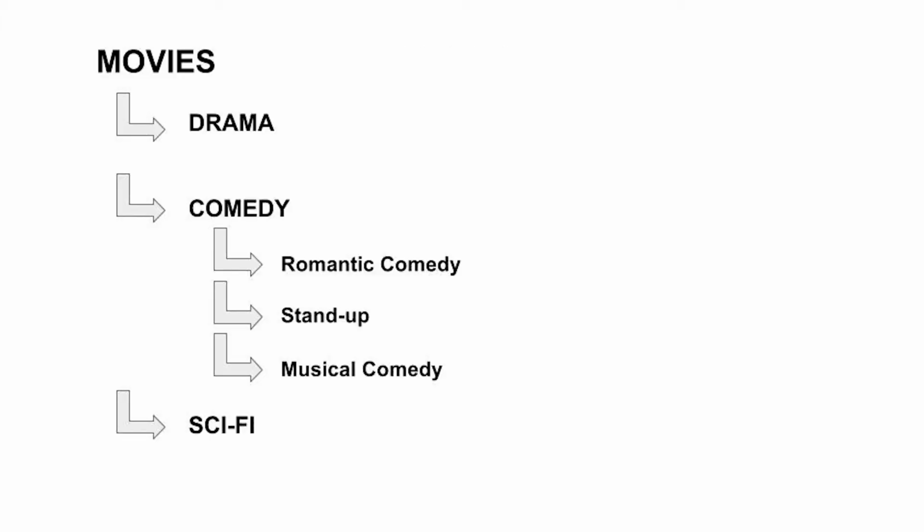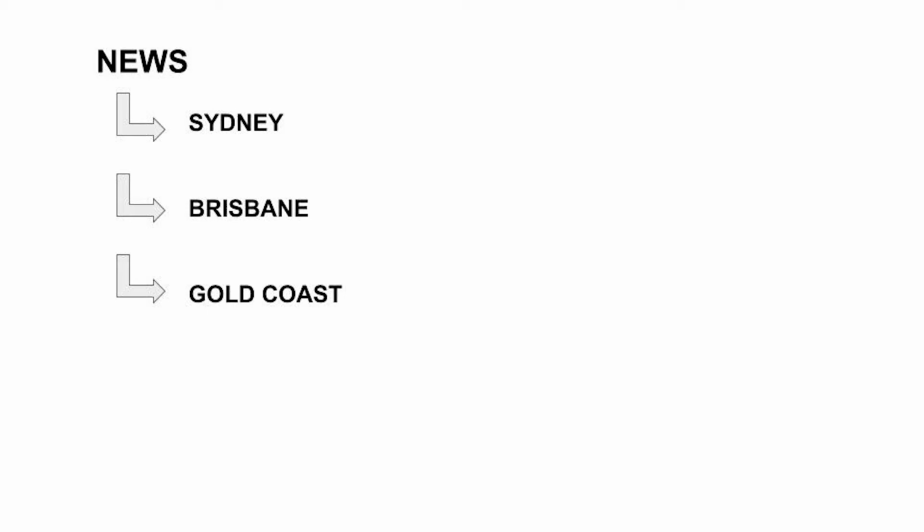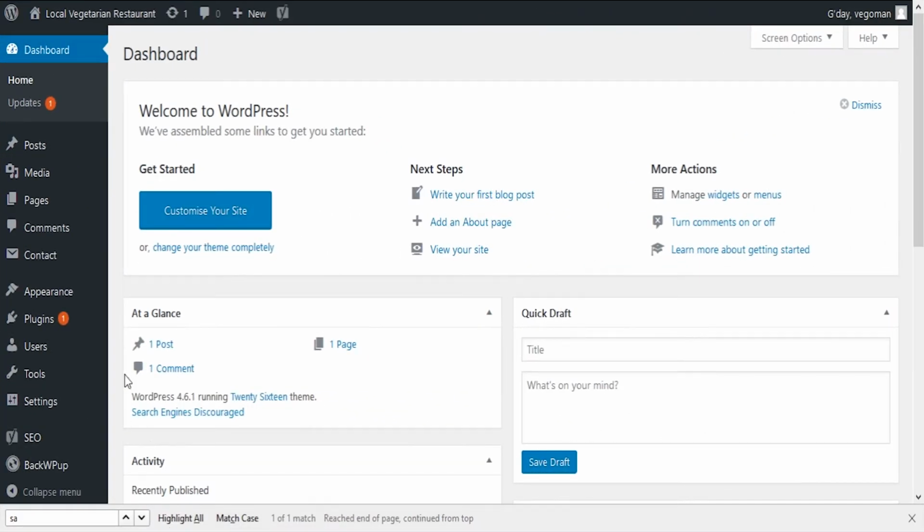I'm going to display the categories like this, with the hierarchy moving from left to right. And for my business, my blog posts are going to be news as my main category, and my subcategories are going to be news from different locations: Sydney, Brisbane, and Gold Coast. Now let's use the movies hierarchy as an example and work this into WordPress.